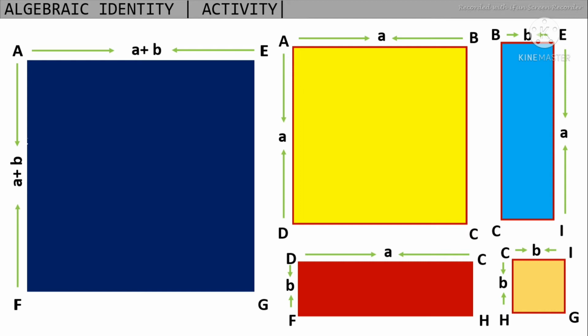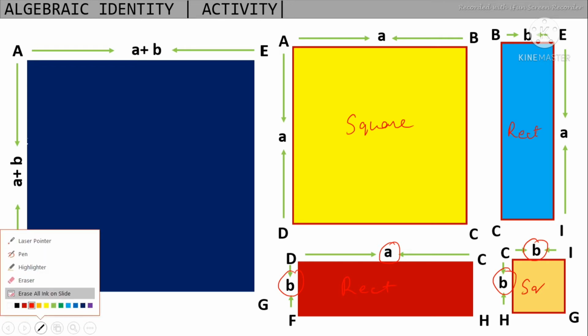Now, in the figures that we have cut out, ABCD is a square of each side a. BIEC is a rectangle with length a and breadth b. Similarly, DCHF is also a rectangle with length a and breadth b. And we have a square with each side b cm. So we got 4 figures, 2 squares and 2 rectangles.